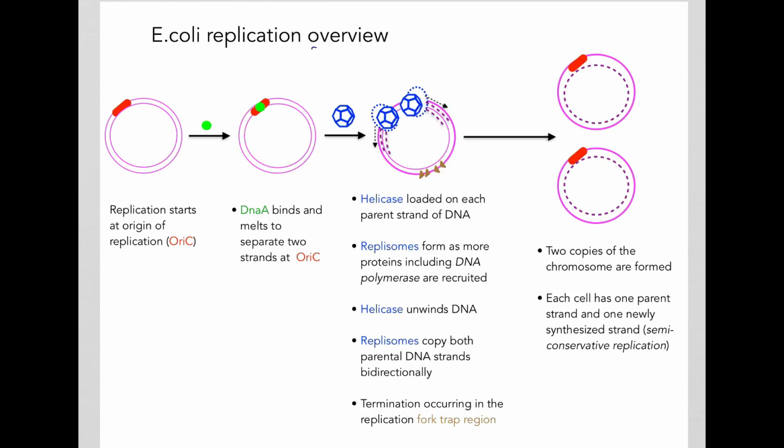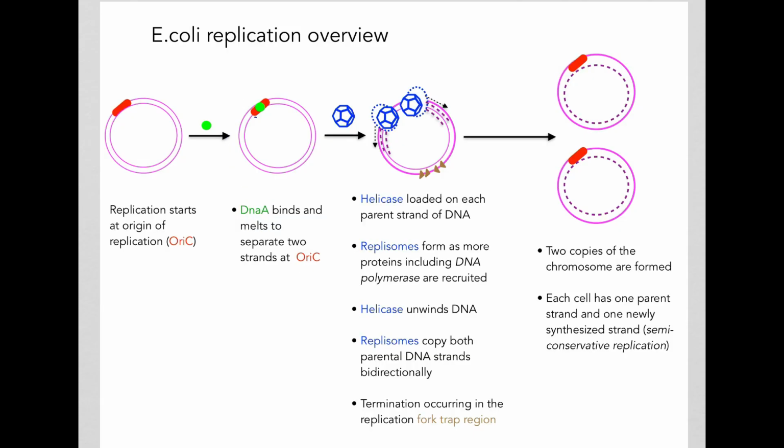Let's first go through an overview before we get into the details. So the E. coli has one DNA. It's a circular double-stranded DNA. Replication starts at a certain location in the DNA called the origin of replication, represented as ORIC. There is a protein called DNA A that will bind the ORIC and then melt or separate these two strands at ORIC, and that will initiate replication.